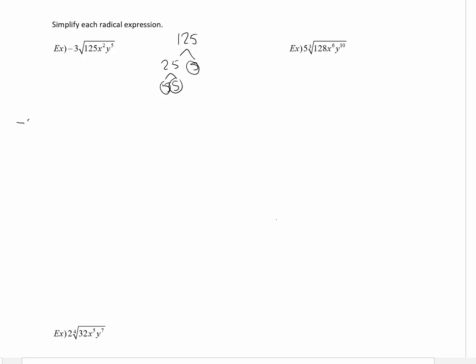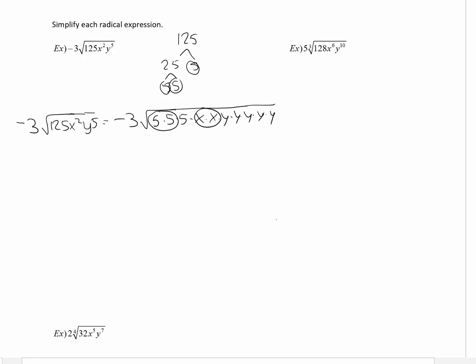Now, let's rewrite. Now, the variables should actually be easier. I can break down x squared as x times x, and I can break down y to the 5th as y being multiplied by itself 5 times. Now, the index is 2, so I need 2 of the factors to be the same in order to pull 1 out.